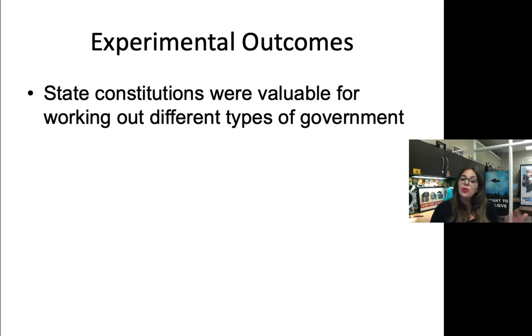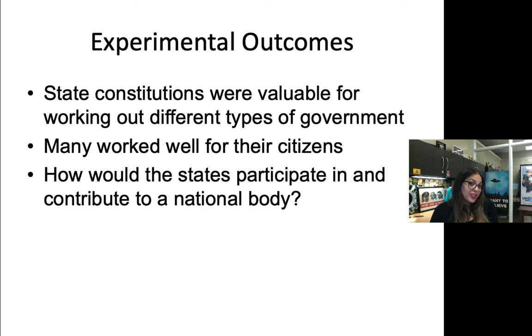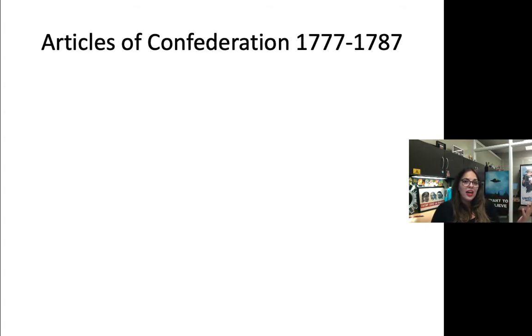These state constitutions were valuable for working out different types of government. Many worked out well for their citizens. But the question here is, how would the states participate in and contribute to the national body, right? So national politics. They still haven't quite figured that out. Most Americans, they came to find out, were suspicious of a large national government. And of course, they just came out of this war. They weren't comfortable with having a strong government. And that's being reflected in those early state constitutions.